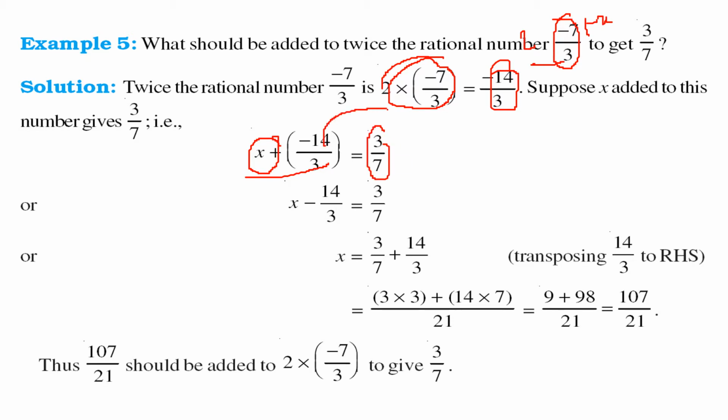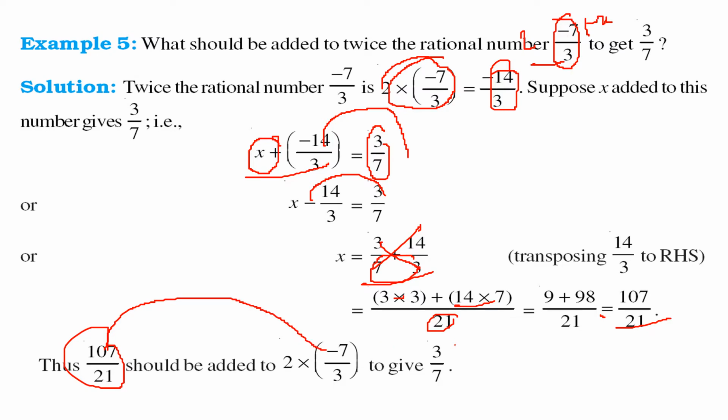You can take minus 14 by 3 to this side, and minus becomes plus. Always the sign will change. If you transfer from left hand side to right hand side, the sign is going to change. The minus will come here, but it will go plus. So you can just take the denominator. So there is one more method. 3 into 3 here, 7 into 14 here, and 7 into 3 here. It will give you 107 by 21. This is the solution. This has to be added to twice of minus 7 by 3 in order to get 3 by 7.